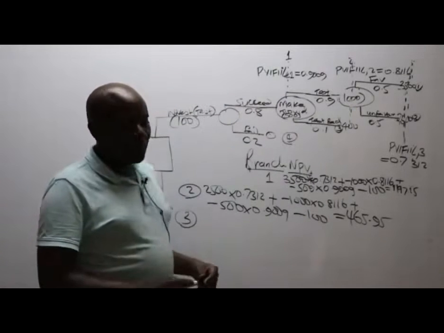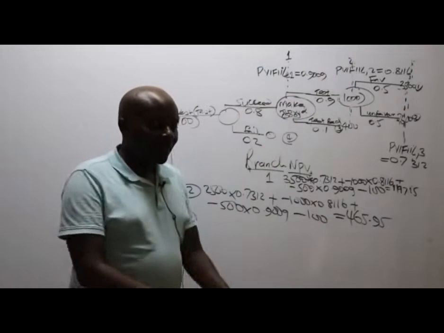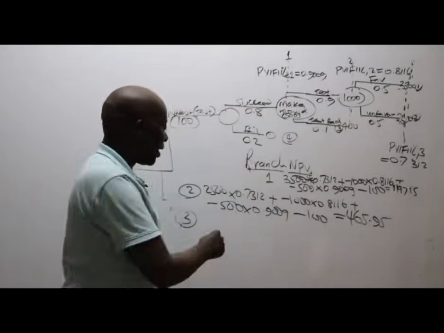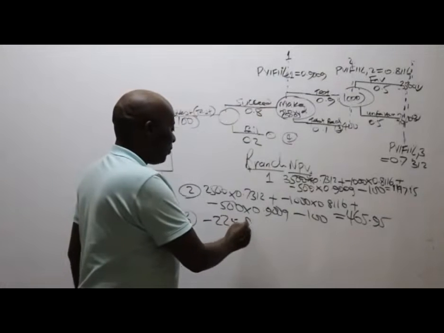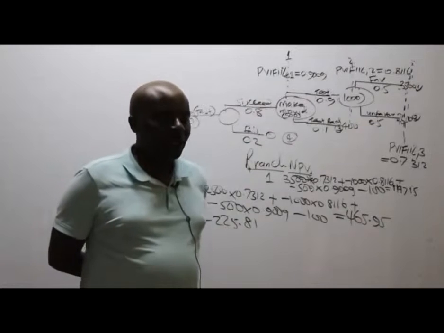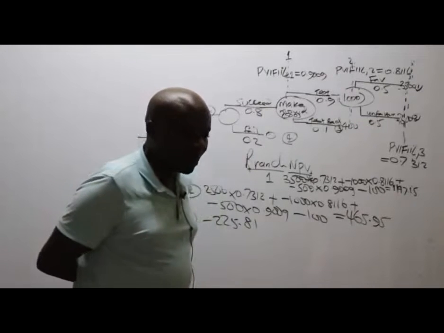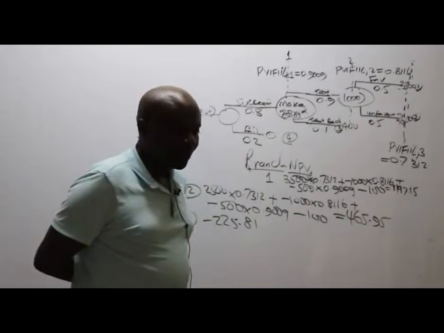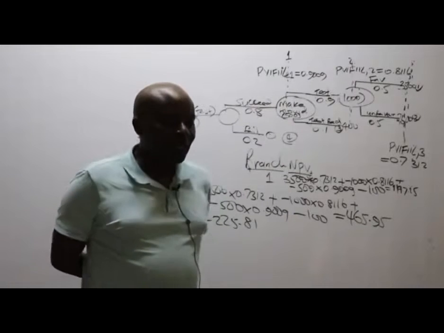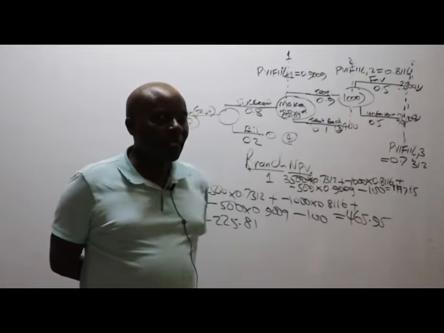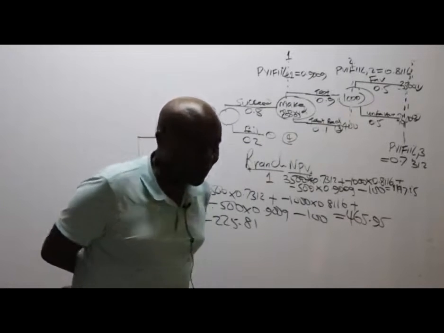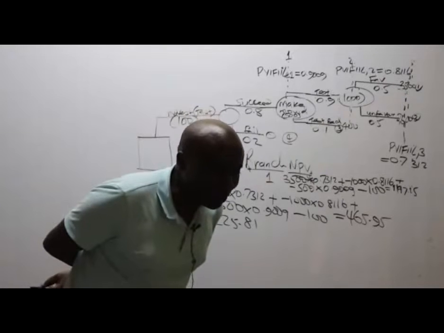Could you kindly now go to branch number 3 and give us a figure. The third branch, I'm being given a figure of minus 225.81. Is there somebody else who is able to get this figure, minus 225.81? Yes, I can see so many of them are getting this figure. Lucy is not getting. How did you reach that?